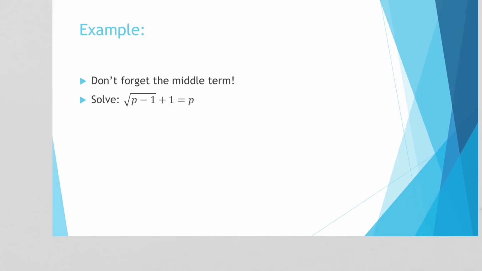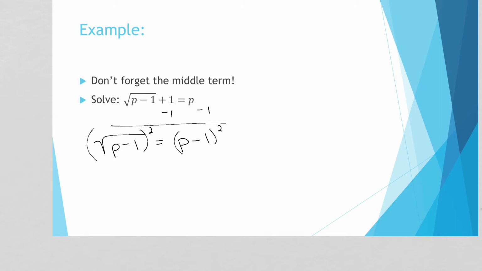Here's an example of that. And I put this on here this time, but I will not always remind you to not lose your middle term. So it's something that you do need to get used to, okay? So for this problem, we would subtract 1 from both sides. Okay, so I'm left with the square root of p minus 1 is equal to p minus 1. And now I want to square both sides.